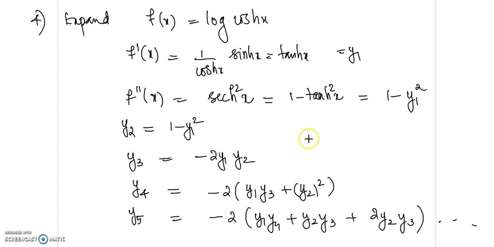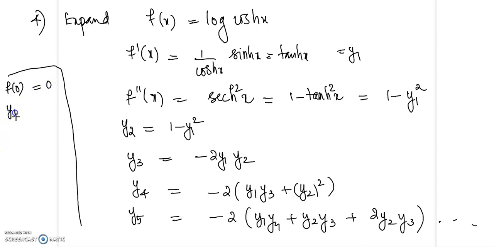Otherwise, if we do this directly, the number of products will increase, and taking the derivative will become a bit more complicated. So we can proceed in this manner also. So let us look at what are the values of derivatives. So we will write it here. So f of 0 will be log cos h0. Cos hx is e raised to x plus e raised to minus x by 2. Cos h0 will be 1. Log of 1 will be equal to 0.